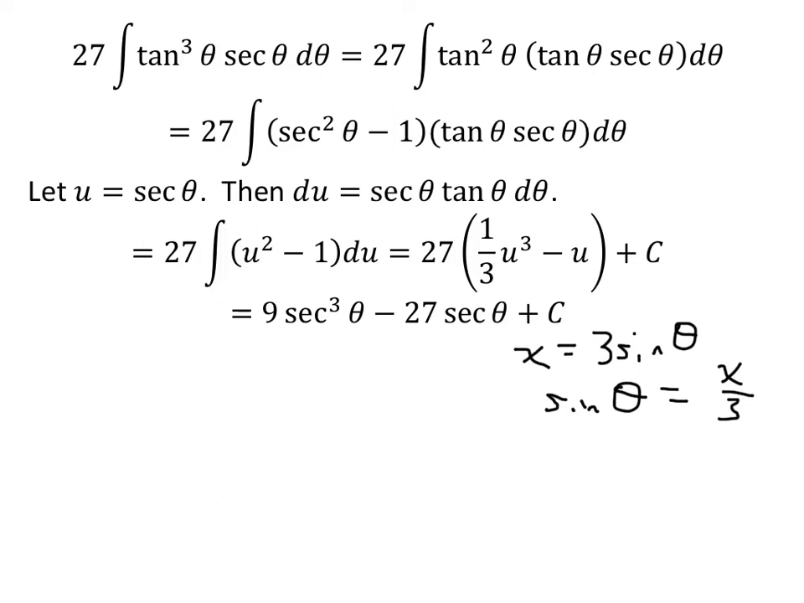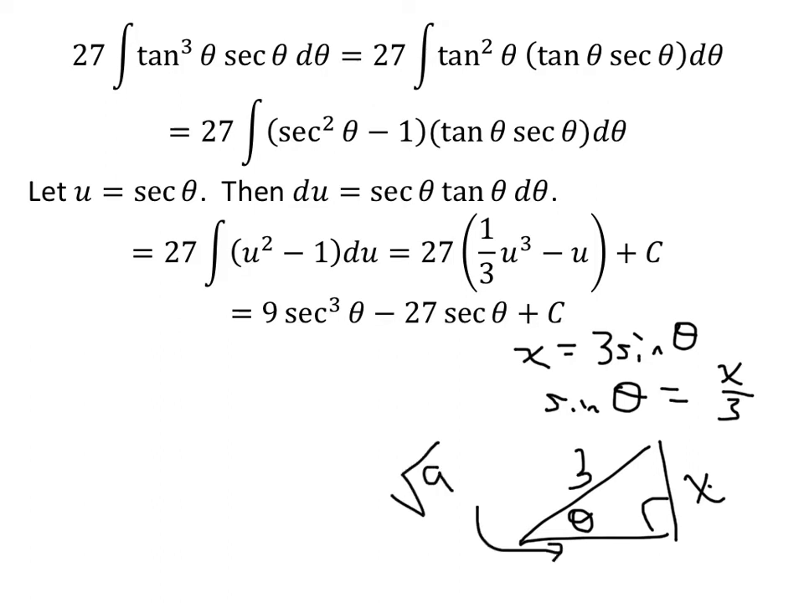And now if I think about this, I could look at a little triangle. It's supposed to be a right triangle. So down here is theta. Here is x, and the hypotenuse is 3. Sine is opposite over hypotenuse. Okay, so now I need to do a little bit of work. Kind of run out of room down here, but if I use the Pythagorean Theorem, this side becomes the square root of 9 minus x squared.